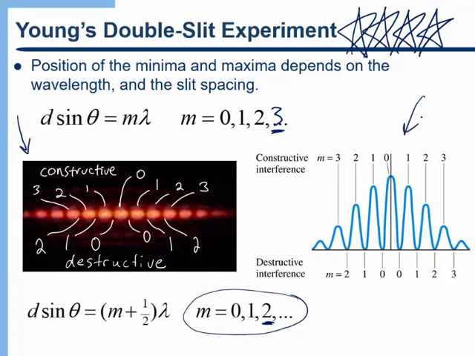This diagram, by the way, is just showing you another way to look at this. This is plotting the intensity of the dots, and it's simply telling you that the central dot is the brightest, and then they fade somewhat in intensity as you go out on either side.